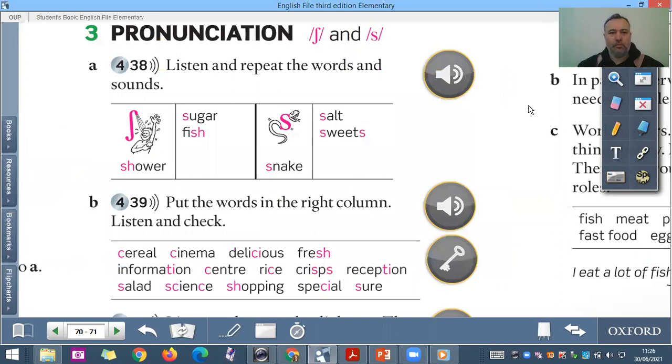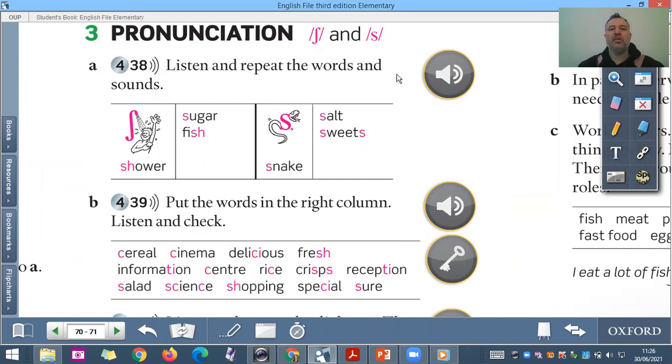Shower. Sugar. Fish. Snake. Salt. Sweets.